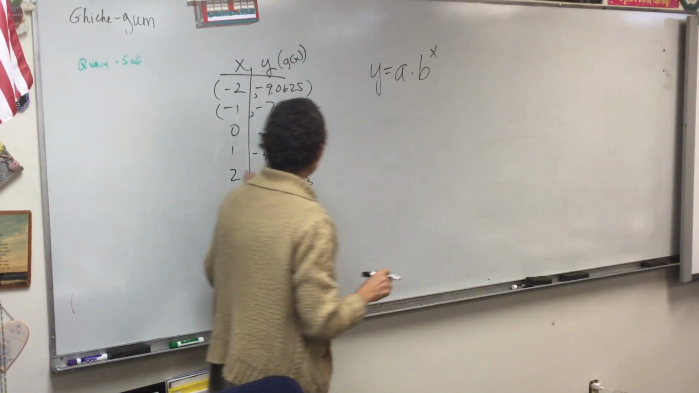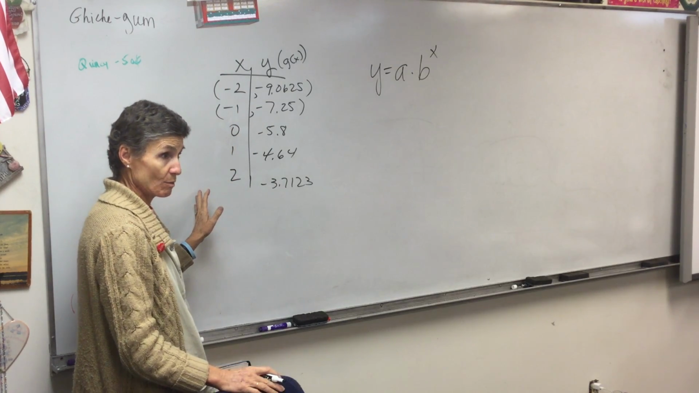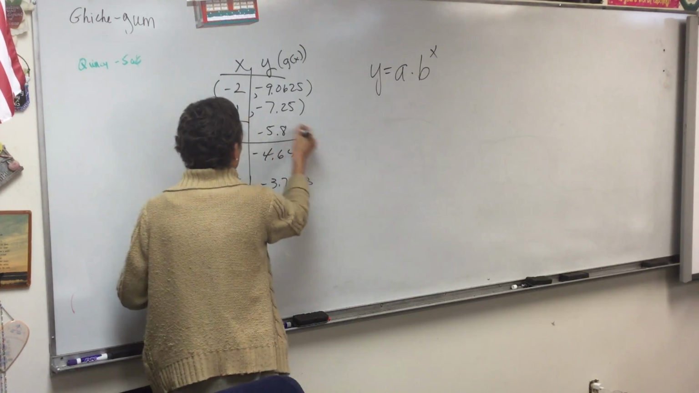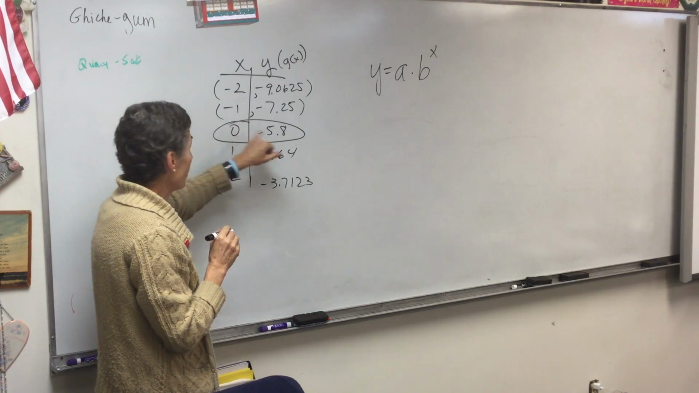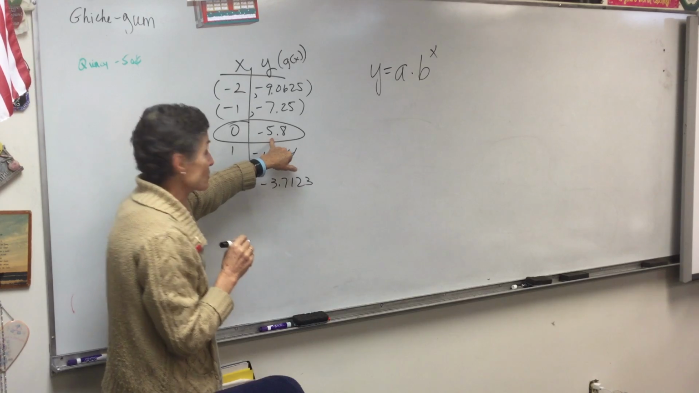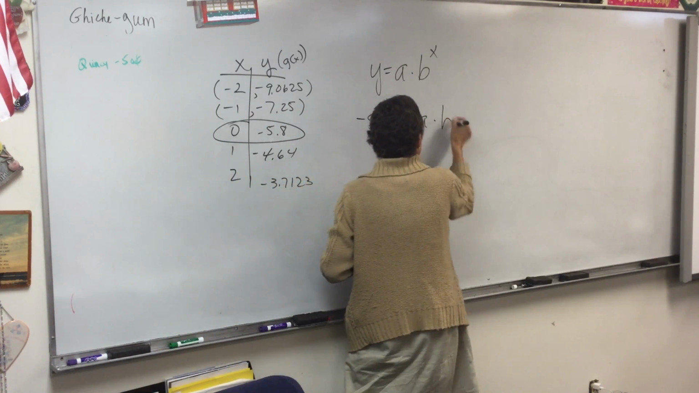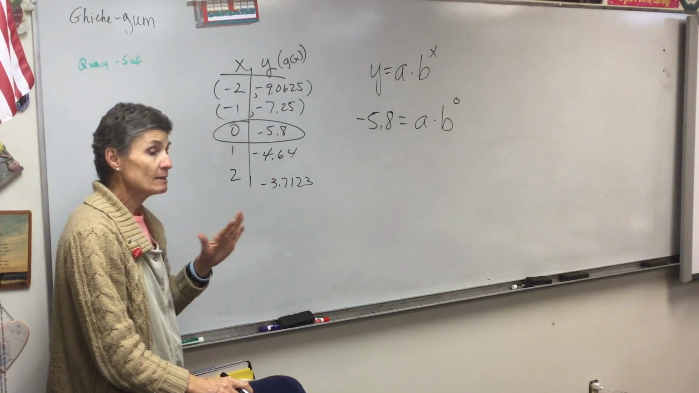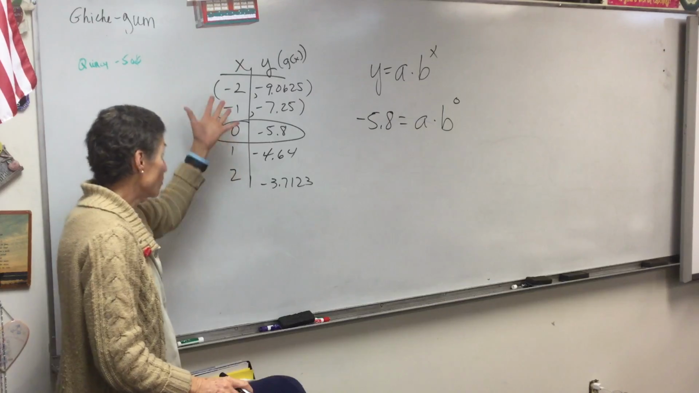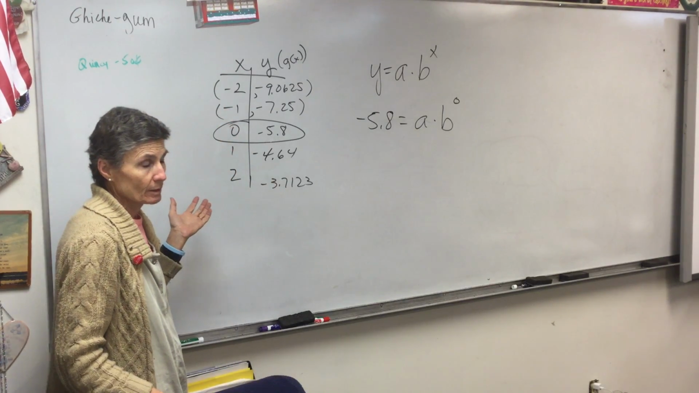So do I have a point with a 0 in my list? They gave me this whole list of points. Do I have one with a 0? Yes. All right, so I'm going to start with that point. X is 0 and Y is -5.8. So I'm going to put that in. -5.8 equals A times B to the zero. Remember doing this the other day? It's exactly the same thing, except there's more points and they're weirder numbers.